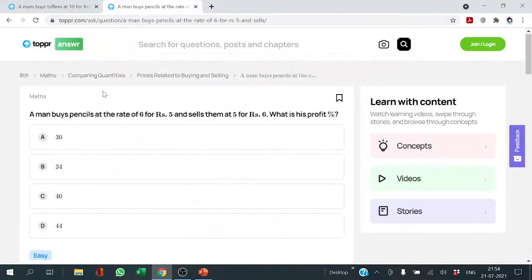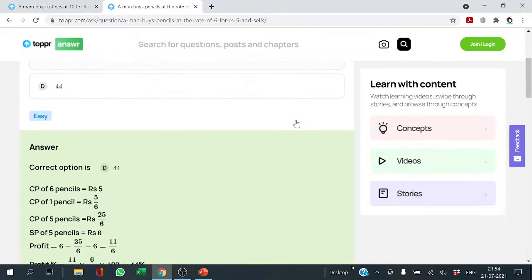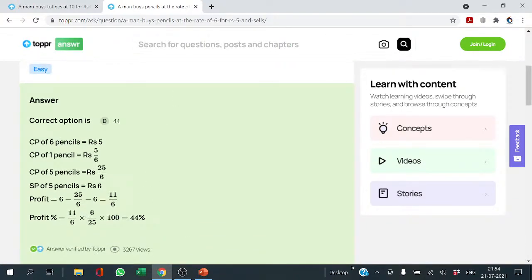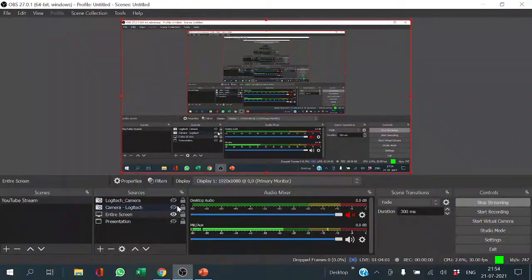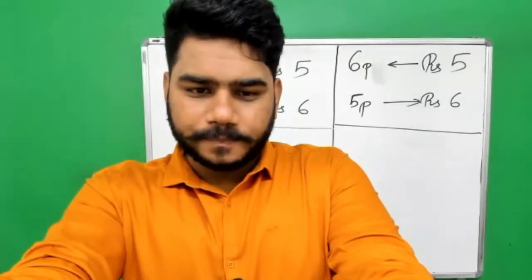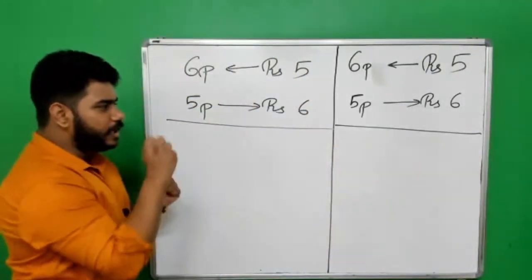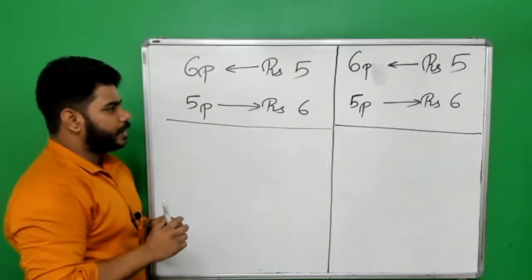So if you check this sum, same question. A man buys pencils at the rate of 6 for 5 rupees and he sells them at 5 for 6 rupees. To find the cost of one pencil, fraction method and all. Now, can I do this without even touching the pen? I can, but you should know a technique for that. Now let us see how to solve this sum in the easiest and the fastest way.